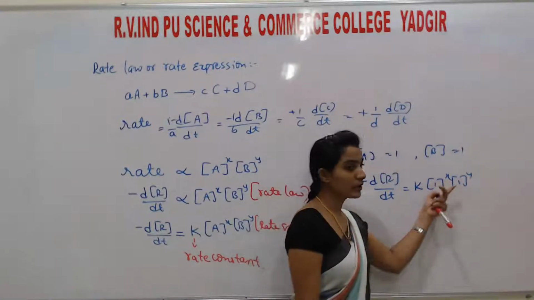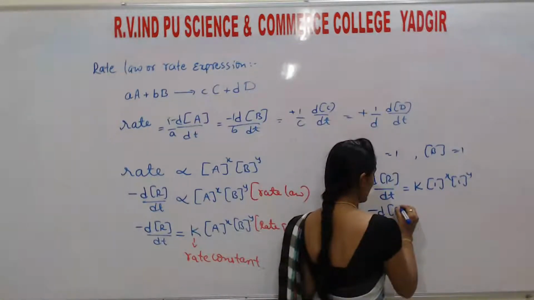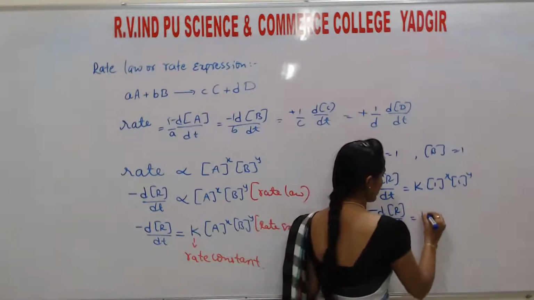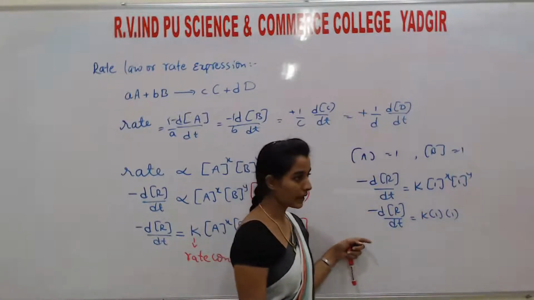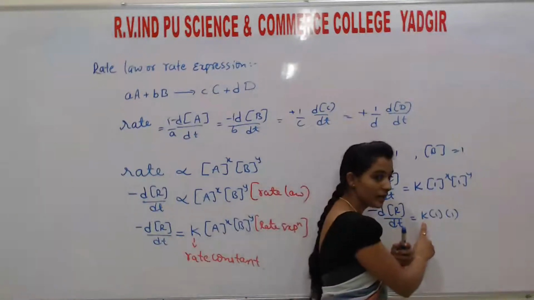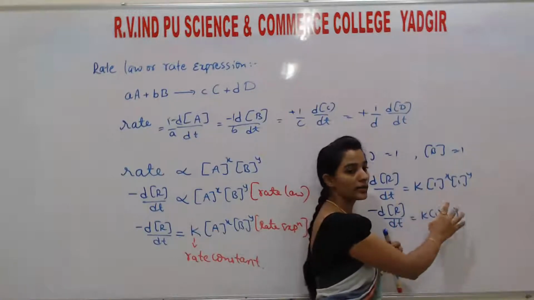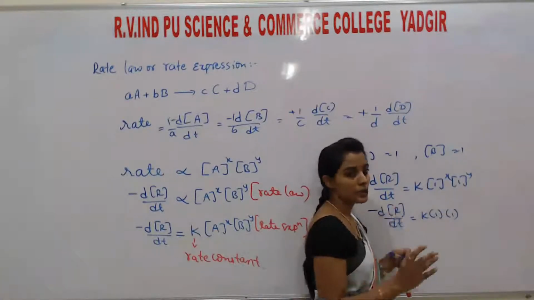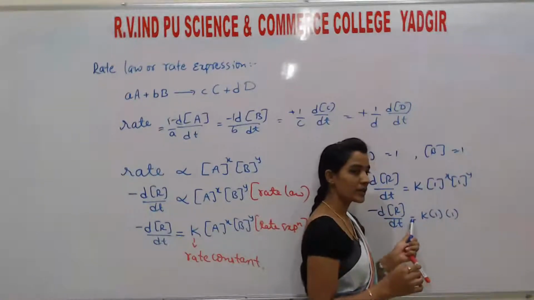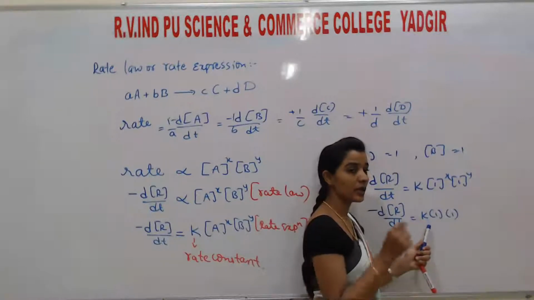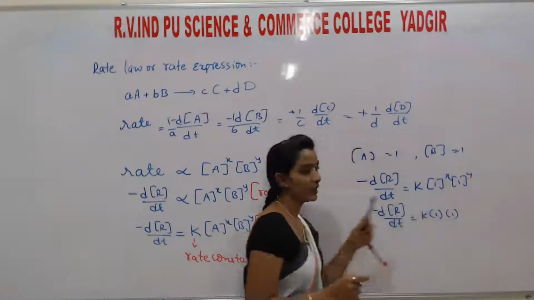So 1 to the power of anything is how much? 1 only. Okay, so that is minus dr divided by dt is equal to k, 1 into 1, that is equal to k. Correct? So what is this rate constant? Rate constant is equal to rate of a reaction when all the concentration terms are in unity. Understand? So rate constant is equal to rate of a reaction when all the concentration terms in the rate expression is equal to unity. That is called definition of a rate constant.